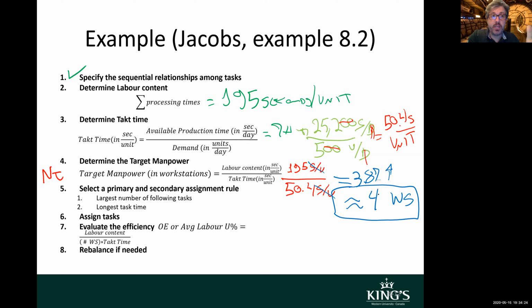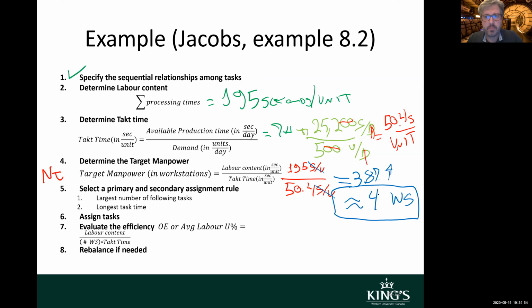Question is, is it really realistic? Are you going to be able to achieve that target? So now we can assign those tasks and evaluate the efficiency. So ideally, what we can do at this moment in time, we don't really know the correct number of workstations just yet, right? We know the theoretical number. So let's see how efficient theoretically we can be.